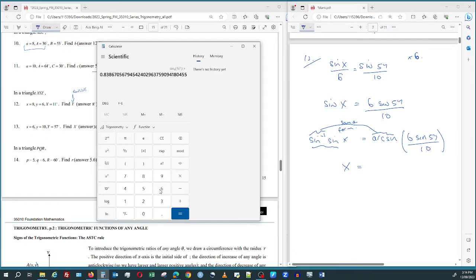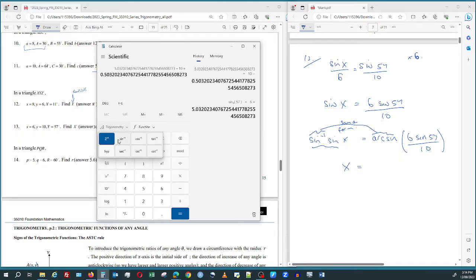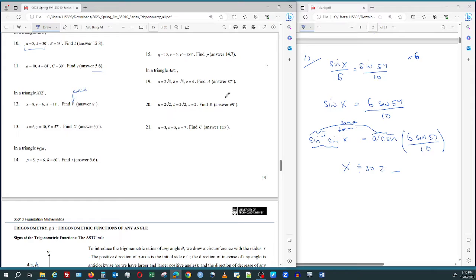Times 6. Divide by 10. And we need to arc sine that, or sine to the minus 1, either way. Trigonometry, second value, there it is, sine to the minus 1. 30.2 to the nearest degree. It's 30 degrees. That's what we're saying, 30 degrees. Very, very good.